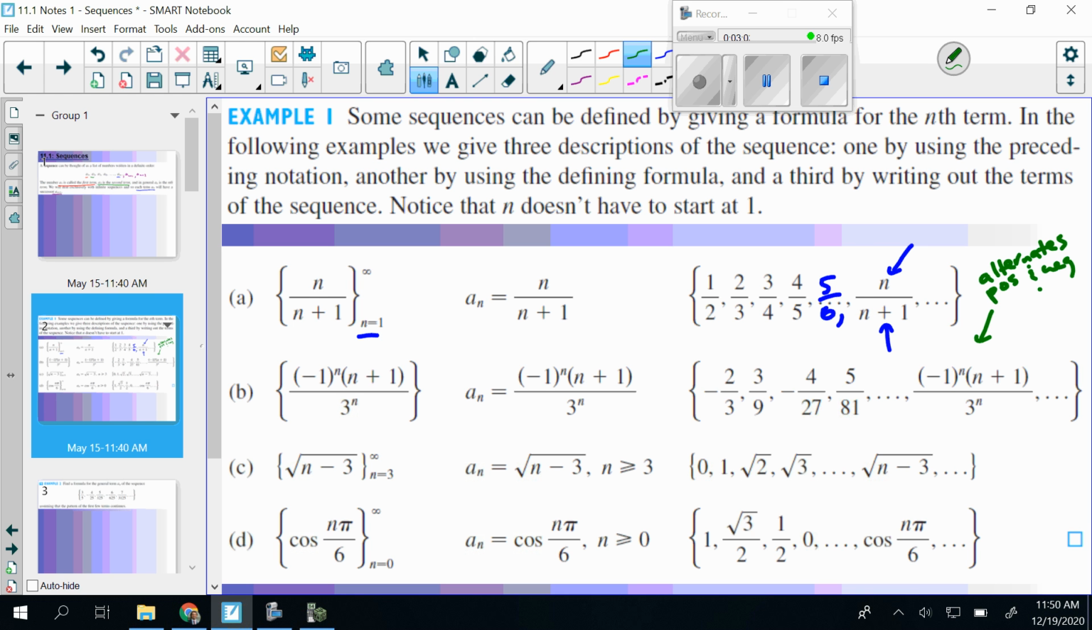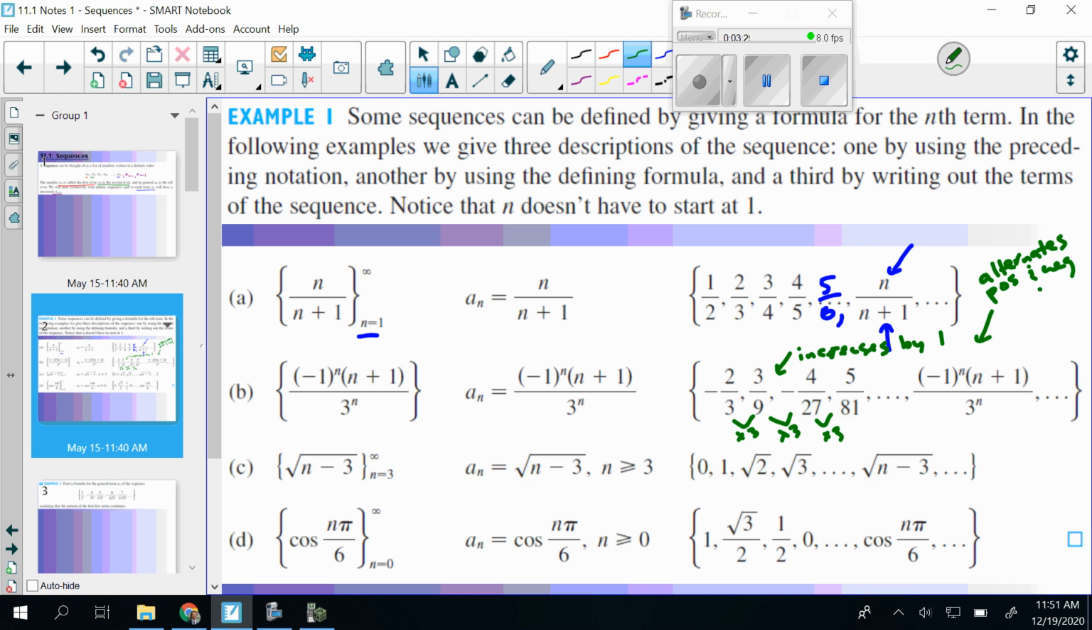You can see on the top, this increases by 1. On the bottom, it's a little harder to see the pattern, but it looks like it's multiplying by 3 each time. If we go from here to here, that's times 3. If we go from here to here, that's times 3. Here to here, that's times 3. That means they're all powers of 3 there.